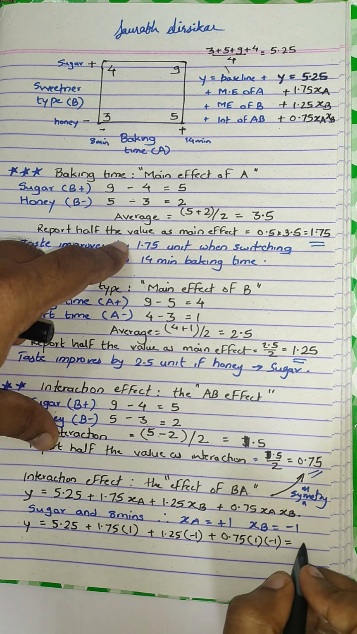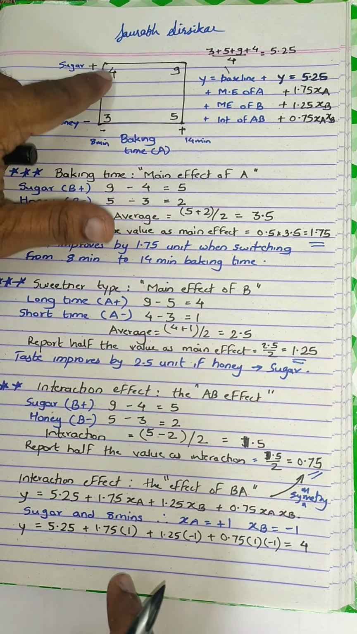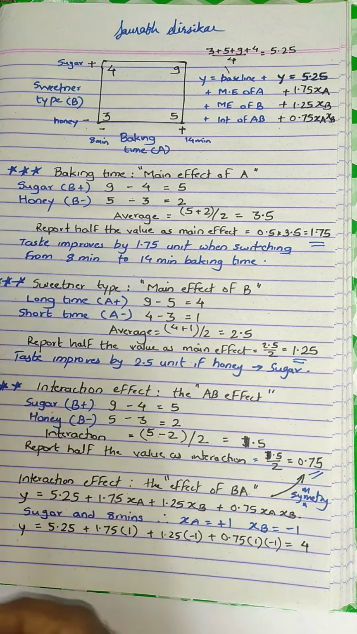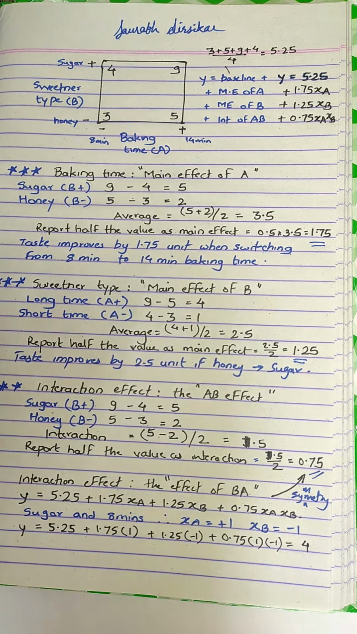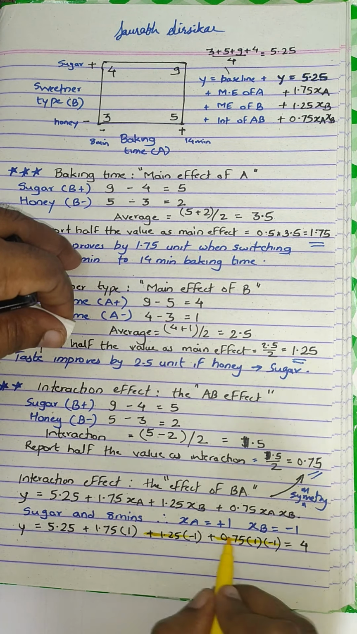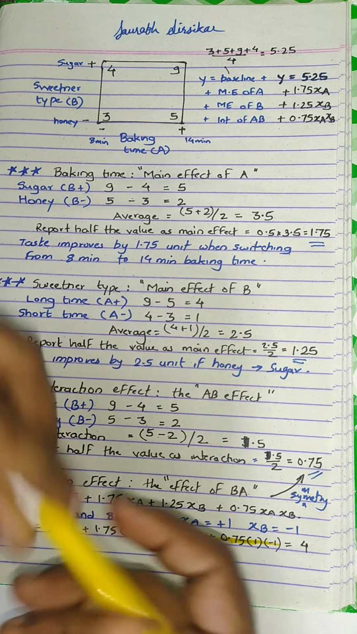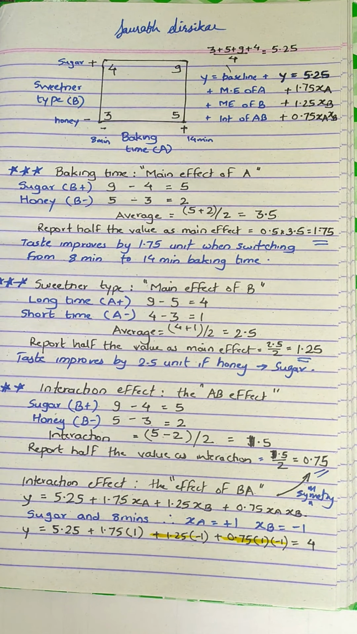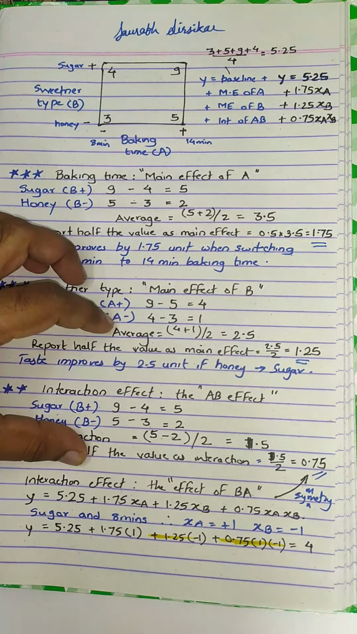This shows our baseline taste is 5.25, but using short baking times removes 1.75 from our taste score. Using sugar improves the taste by 1.25 units. And the interaction works against us, unfortunately, and subtracts 0.75 units. So our total prediction here is 4.